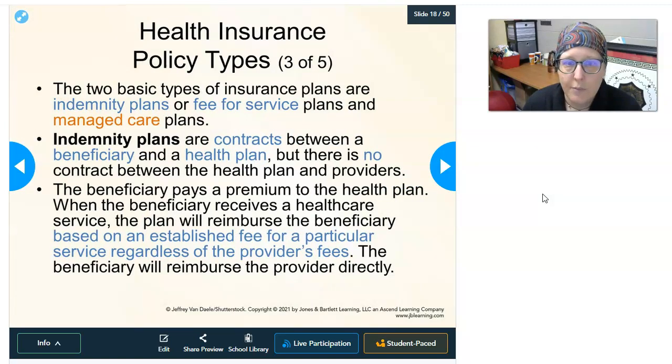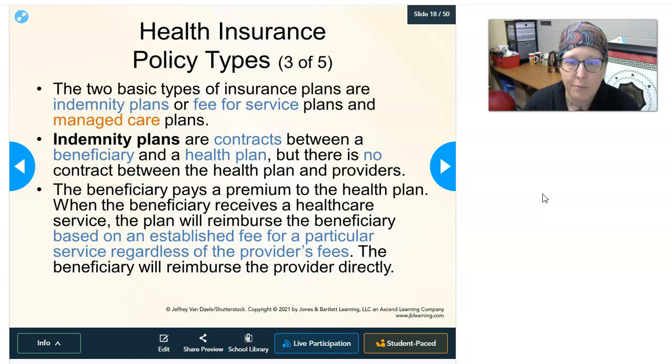Okay, so there are two basic types of insurance plans. There are indemnity and managed care. The indemnity is the same thing as fee for service. So an indemnity plan is a contract between a beneficiary, so that's usually the employee, and a health plan, but there is no contract between the health plan and the provider. So they don't make you go see a specific provider, specific physician, or specific clinic or hospital. So you're covered by the health plan, but they don't dictate who you have to go see.